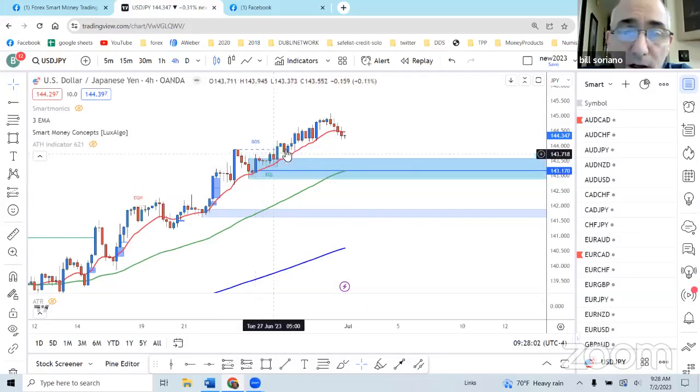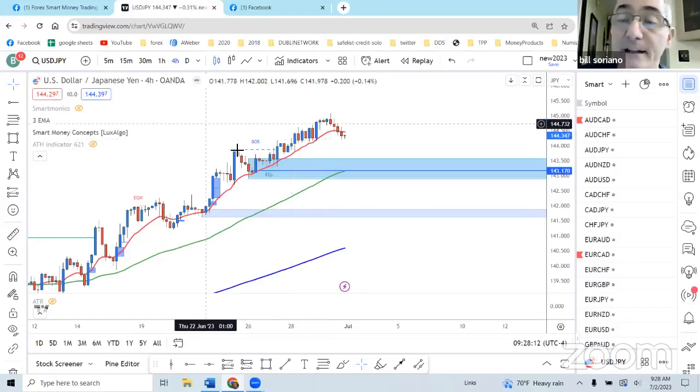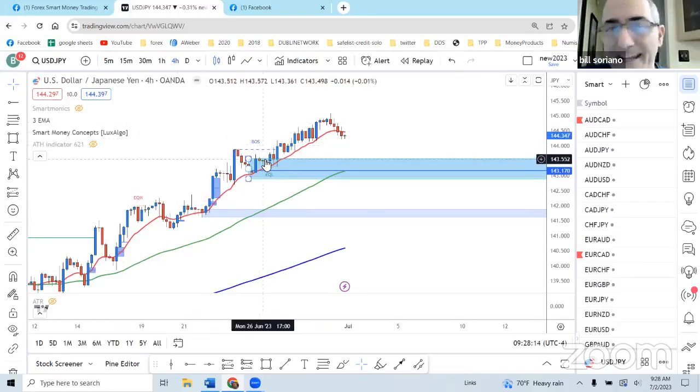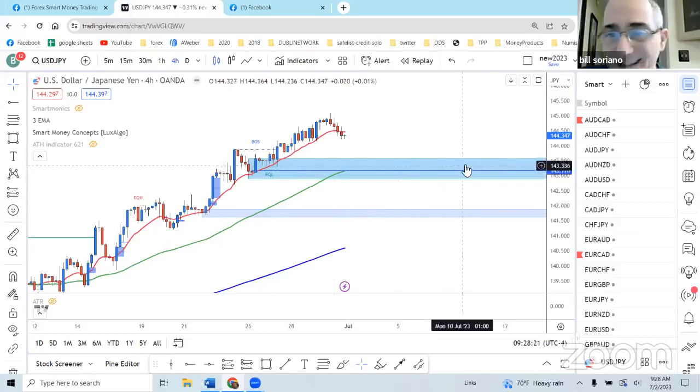So you can see here, it appears like this area's already been touched, but you first have to have a break of structure in order to determine if the area's already been mitigated. And although this area may have been touched here, our point of interest hasn't been hit.